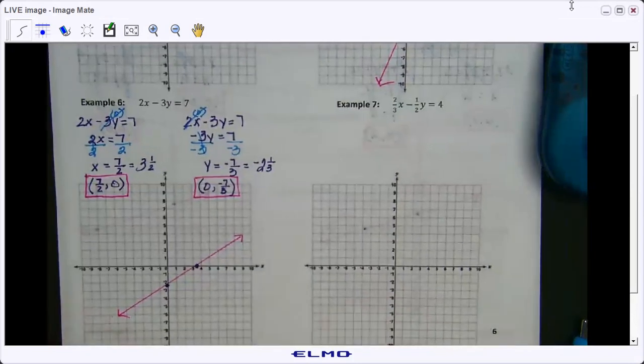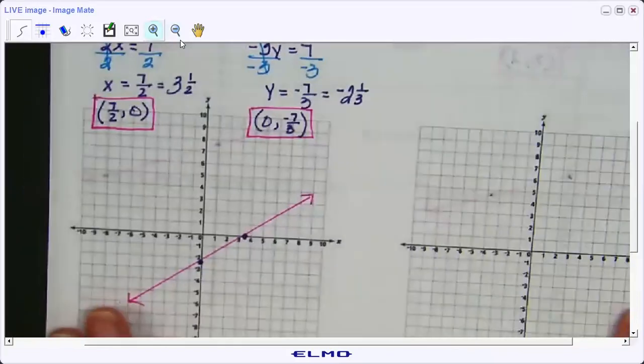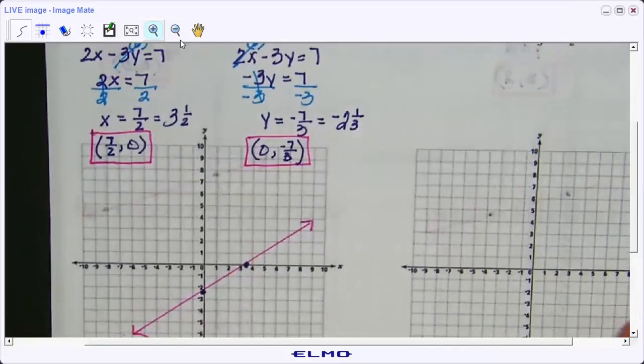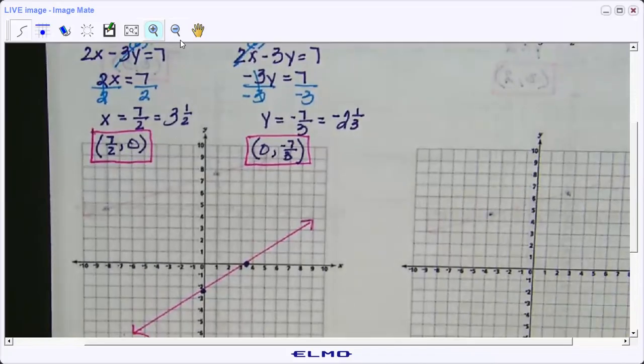So are there any questions about that? Do I need to zoom it in? No? Okay. All right, I'm gonna go ahead. Is anyone still working on this one? Okay, I'm gonna pause for just a minute.